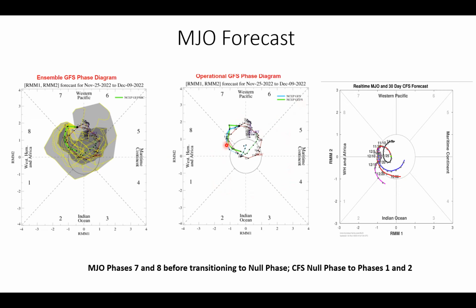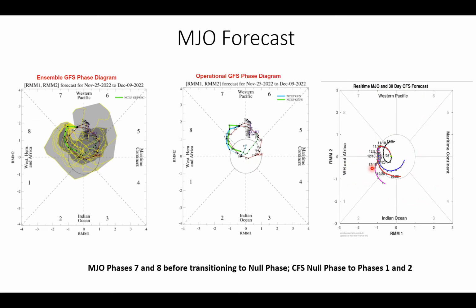And then here on the middle center diagram is a forecast from the GFS. That's that aqua line here, that bluish line, showing the very similar, we're in phase 7 now, where the convection's enhanced in the Western Pacific Ocean. And it's going to rotate basically into phase 8 briefly, and then work its way back into the null phase, that small inner circle, by the 9th of December. And then over here on the right, I'm showing you the CFS, climate forecast system, 30-day forecast. You notice where the focus is with the CFS?